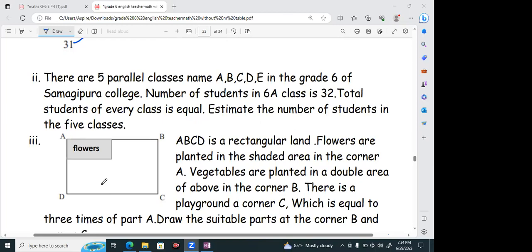160 students. Here you have to do an estimation, no? It is not relevant to the rounding, no? It is a question relevant to the estimation. Then here they have given, there are 5 classes for grade 6.